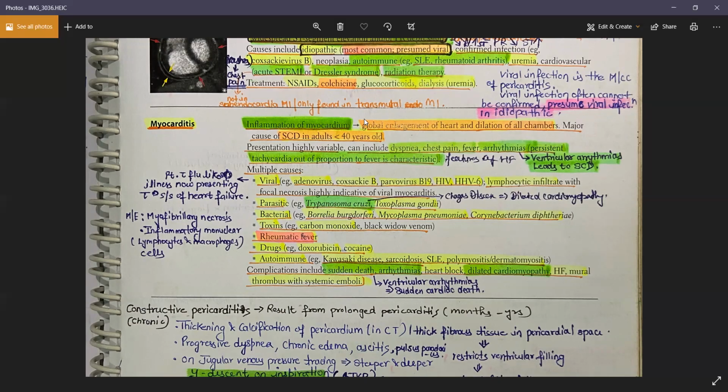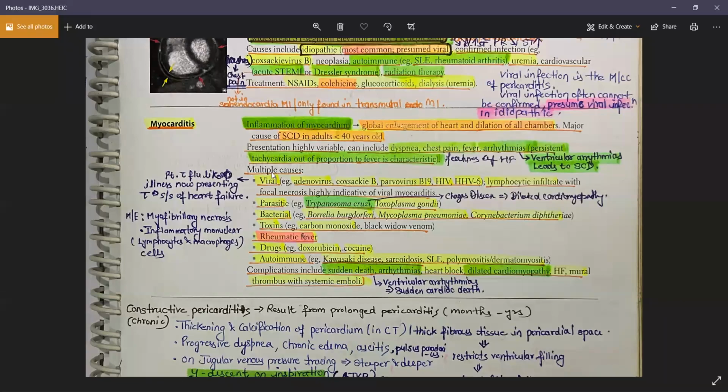And it is a very common cause of sudden cardiac death in patients who are less than 40 years of age because of ventricular tachycardia, of course. Because pathological remodeling of the heart is happening, it can lead to ventricular tachycardia. Symptoms include heart failure symptoms like dyspnea. You will get chest pain. Because it is an inflammation, the myocarditis, you will get fever. You will get arrhythmia, like we have discussed.